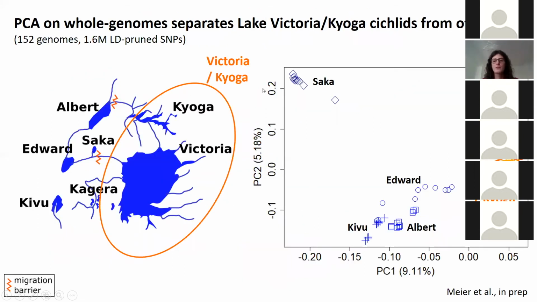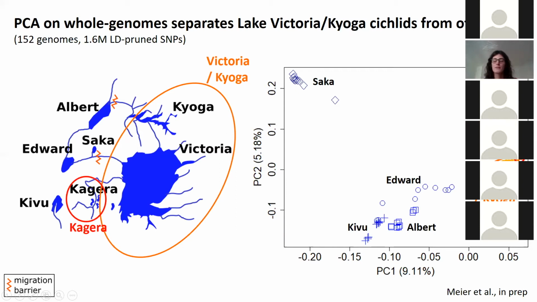So when we do that, when we add in the other lakes to the PCA now, we can see that the Lake Victoria and Kyoga cichlids cluster together. So Lake Kyoga is this lake here, which is also extremely shallow and for sure desiccated and seems to be part of one single radiation. These cichlids, they all cluster together tightly.